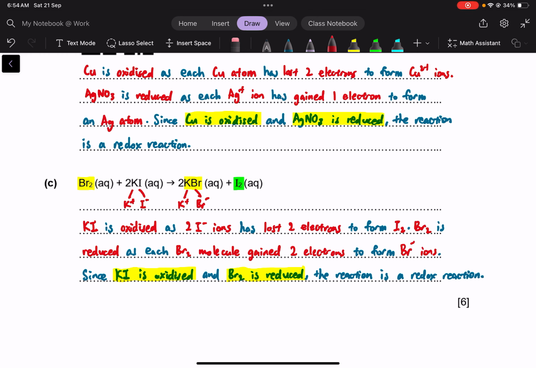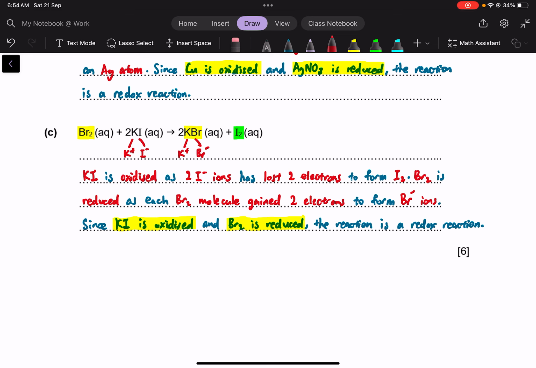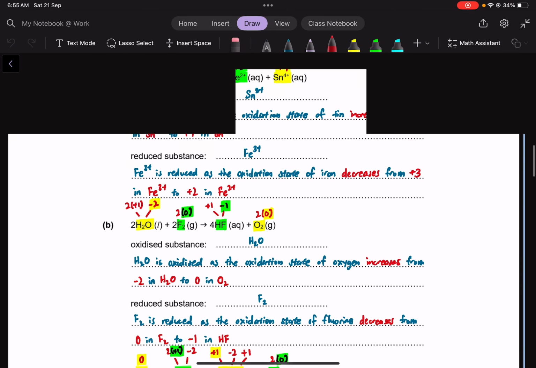Okay, so since potassium iodide is oxidized and aqueous bromine is reduced, the reaction is a redox reaction. Okay, so now let us move on to redox worksheet 2 on oxidation states.